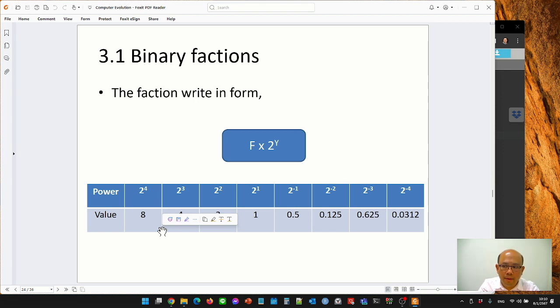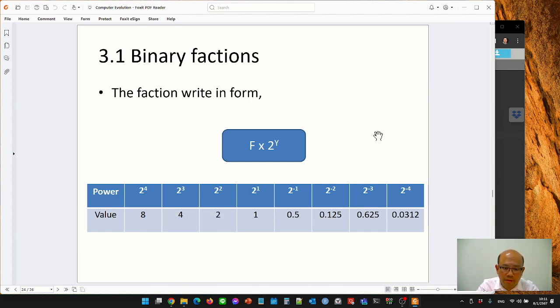But some students ask me how to write floating points, for example the value of pi. The pi value is 3.14. How do you write the pi value in binary form? The technique for that is the binary fraction.